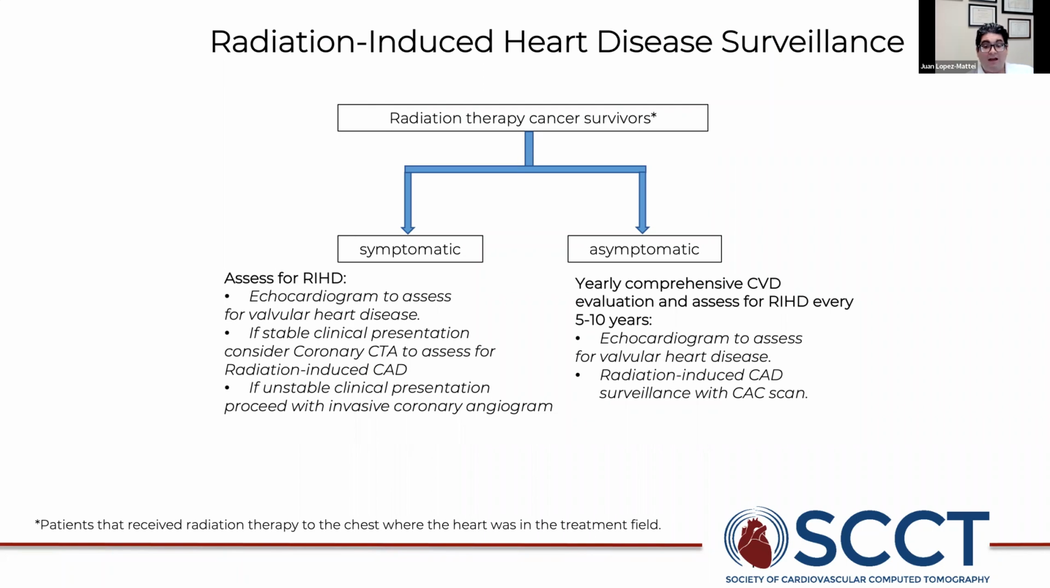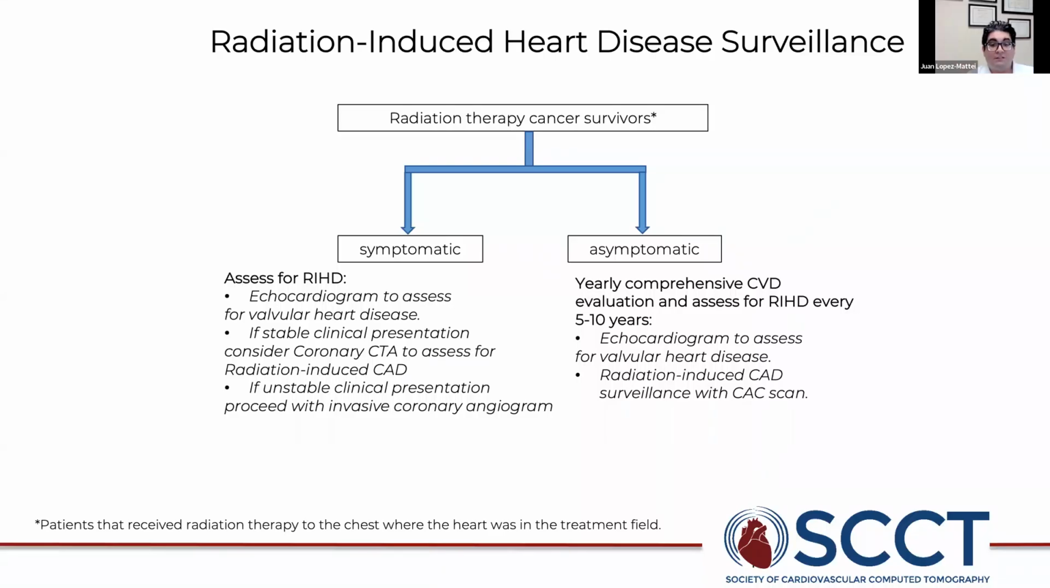But if they are symptomatic and stable, it really makes sense to go the route of coronary CTA. Also, you have to consider doing an echo in patients with symptoms after radiation therapy, because we know that it's related to valve disease, mostly severe AS. And if the patient is unstable, then he or she has to go to the cath lab.